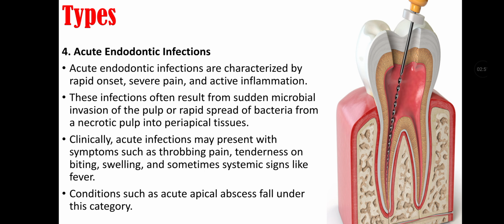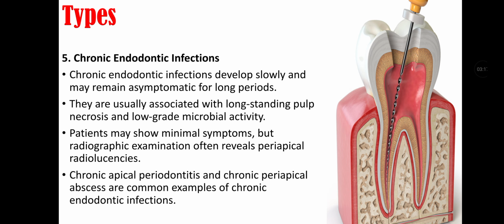Fourth type is acute endodontic infection. Acute endodontic infections are characterized by rapid onset, severe pain, and active inflammation. These infections often result from sudden microbial invasion of pulp or rapid spread of bacteria from a necrotic pulp into periapical tissue. Clinically, acute infection may present with symptoms such as throbbing pain, tenderness on biting, swelling, and sometimes systemic signs like fever. Conditions such as acute apical abscess fall under this category.